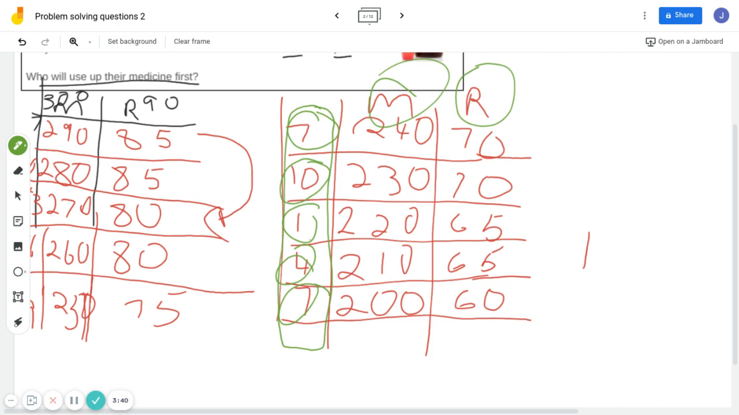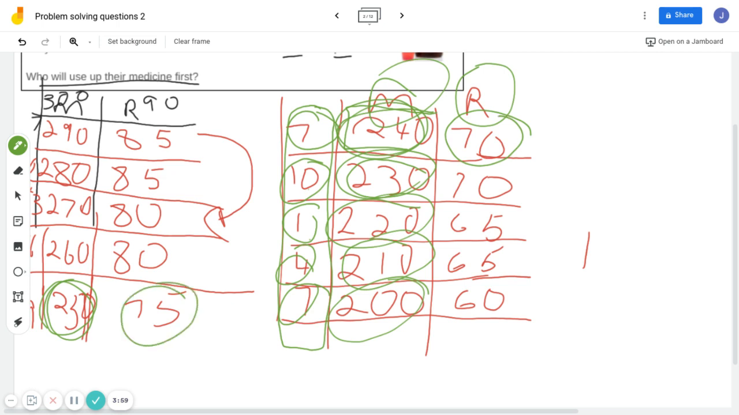And so every 3 hours we drop down by 10. So he takes his first dose. He did have 250 the previous day. Then he had 240 after his first dose. Then 230, then 220, 210, 200. So that's how much he used through the day, taking every 3 hours. Rose, however, took her first dose and she had 70. 75 the previous day, first dose 70. Then 6 hours later, she had 65. 6 hours later, she had 60. And that was the end of day 2.